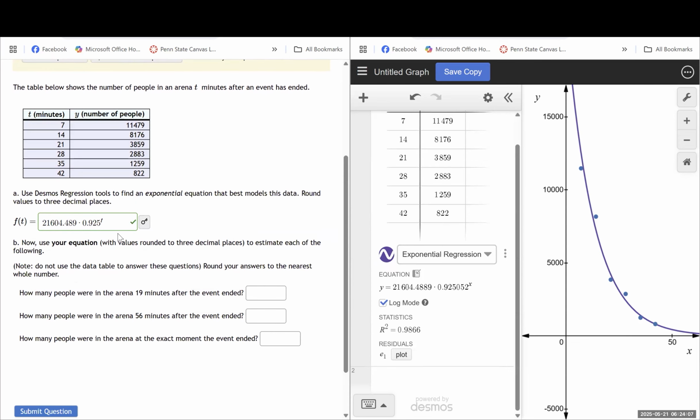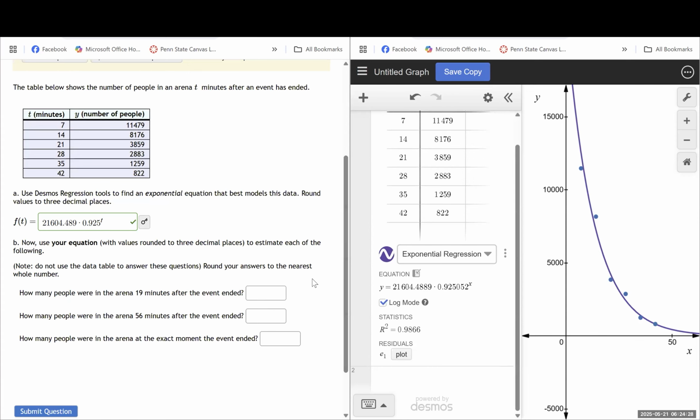Now in part B, we're going to use this equation, and the directions are very specific that we use this equation with the rounded values. That's important because if I have a different rounding in the equation, I'm going to get different results down here. We're going to use this equation to estimate each of the following.